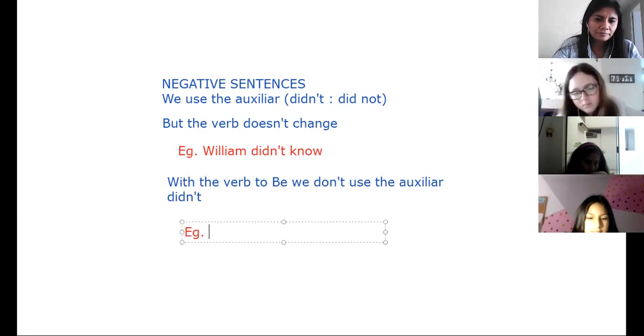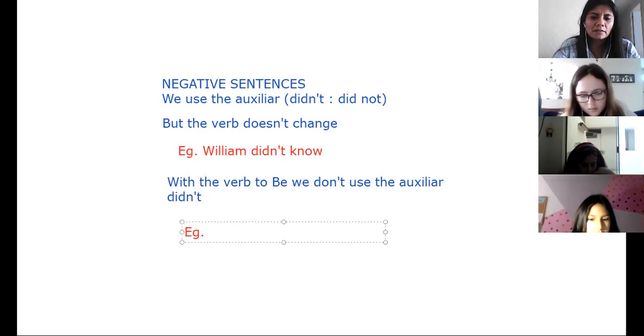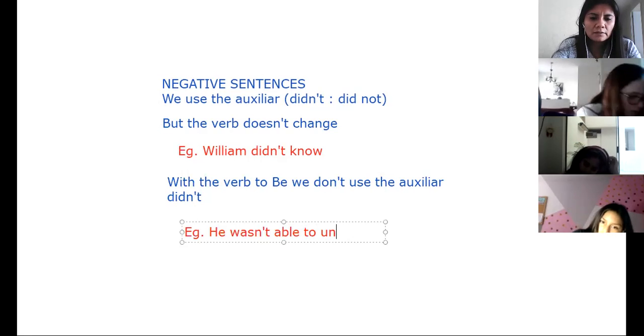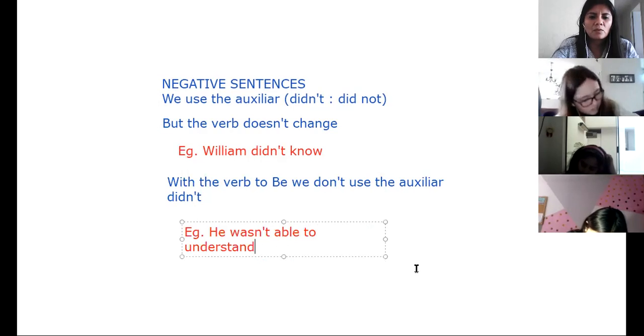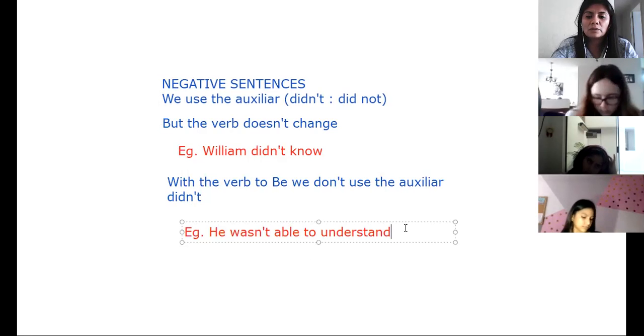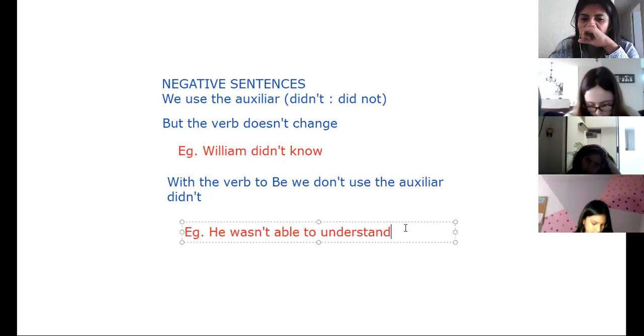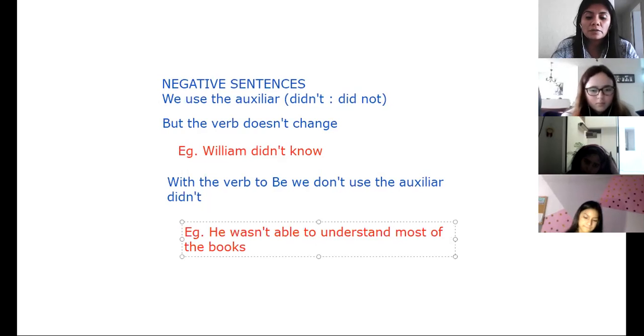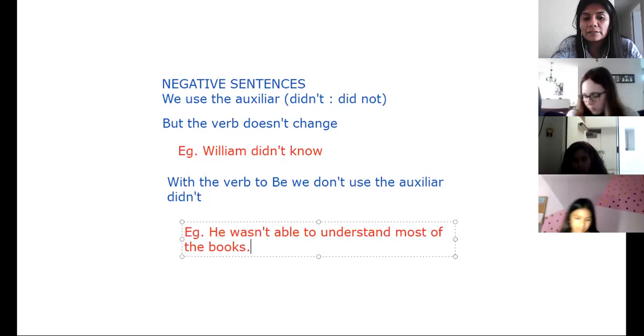In the negative, he was not able to understand most of the books. He was not able to understand. What continues? He was not able to understand what? Most of the books. Thank you, Gia. So this is something you must remember in the negative sentence.